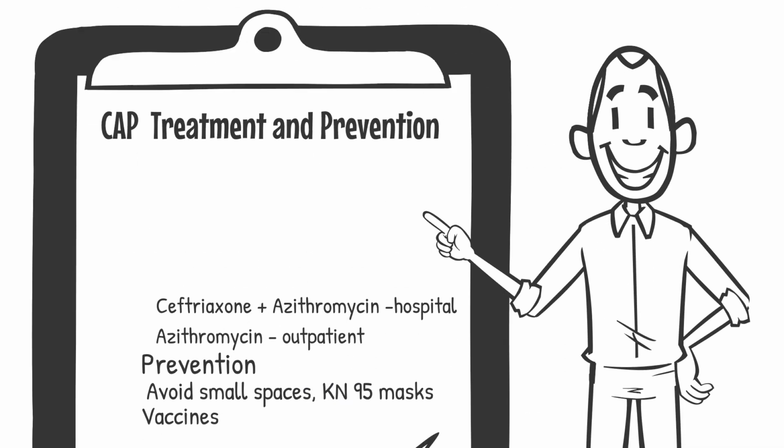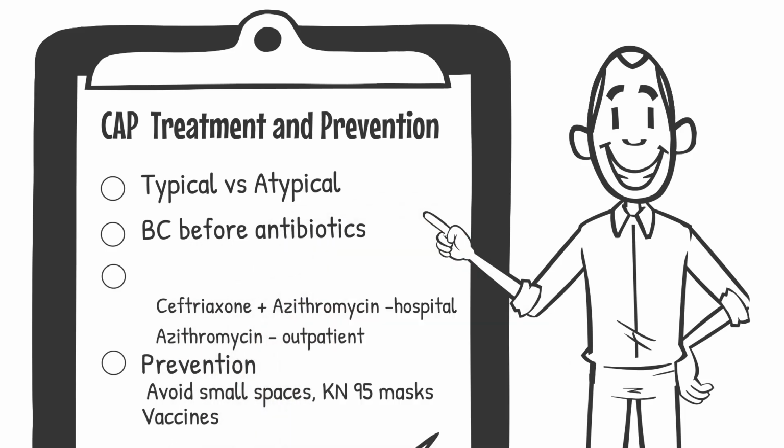To summarize our 4th video, we learned how to differentiate typical from atypical pneumonia. Remember to draw blood cultures before antibiotic administration in severely ill pneumonia patients. Begin antibiotics within 4 hours. For hospitalized patients, ceftriaxone and azithromycin. For outpatient, azithromycin. Levofloxacin can be used as an alternative. To prevent contracting this disease, avoid small, closed public spaces, wear KN95 masks, and make sure you are up to date on all your vaccines.